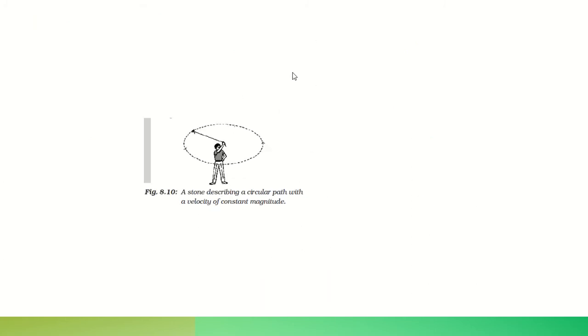Constant speed is important. Constant speed. I didn't say constant velocity, okay? It moves with constant speed. What do you mean by constant speed? Throughout the motion, the object will be moving with a particular speed.